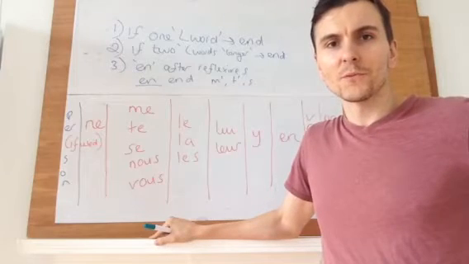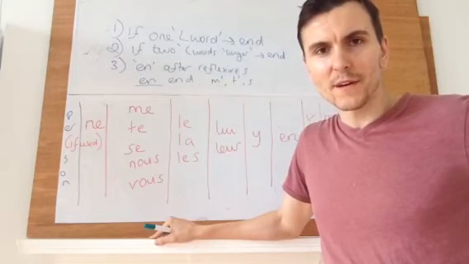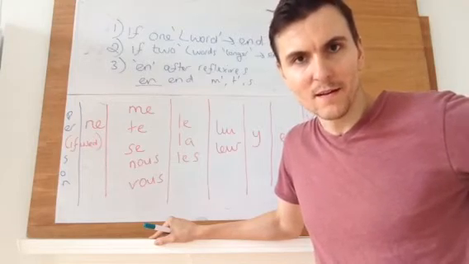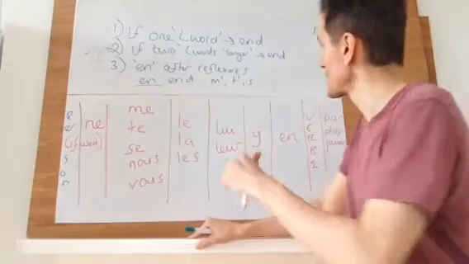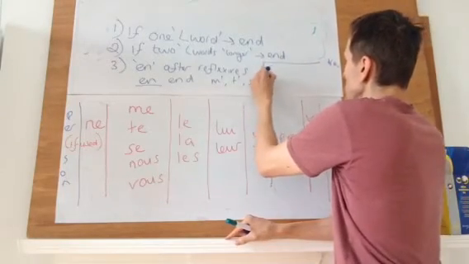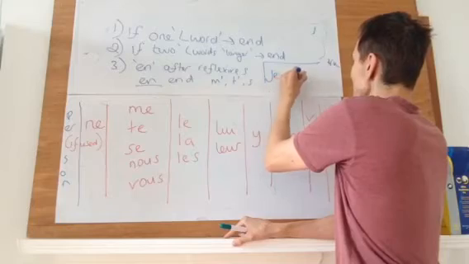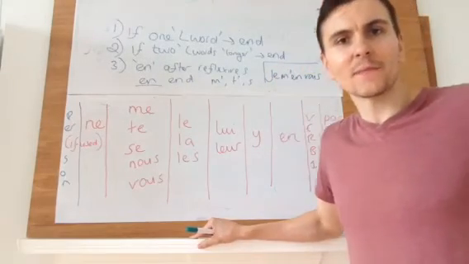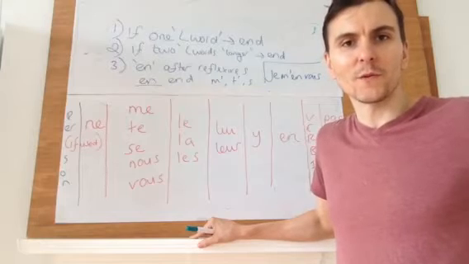If I had, for example, one of the compound phrases like I'm getting out of here, so je m'en vais, tu t'en vas, il s'en va. Let's have a look at that one. So je m'en vais. Okay? Again, the same thing will happen. So en will always go at the end.